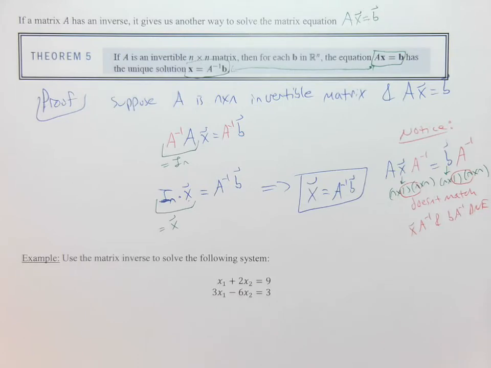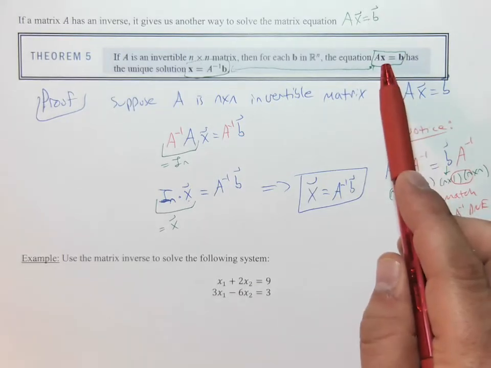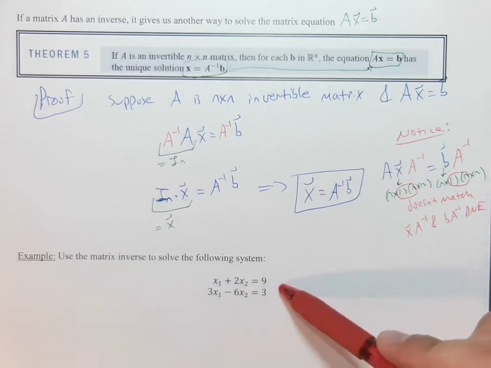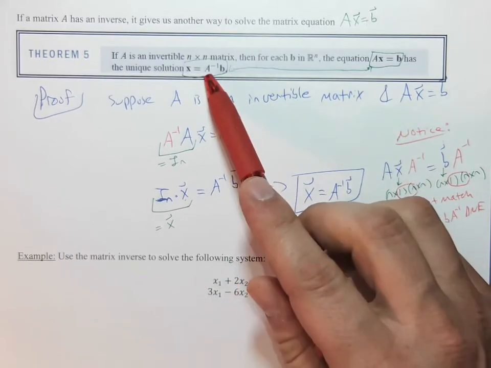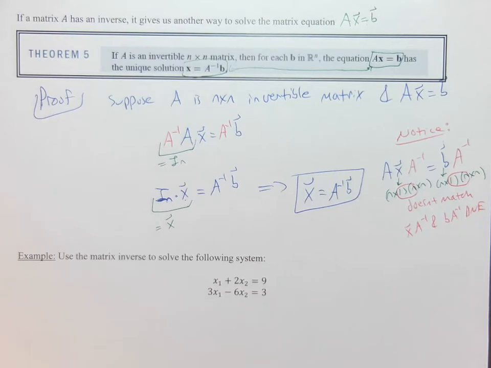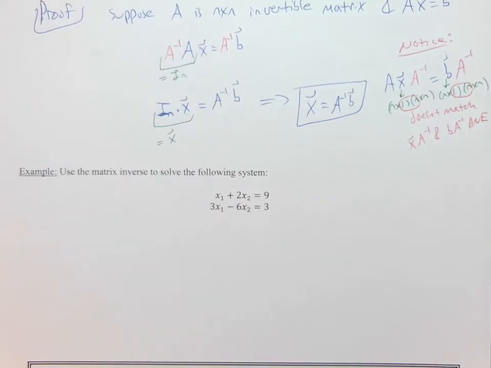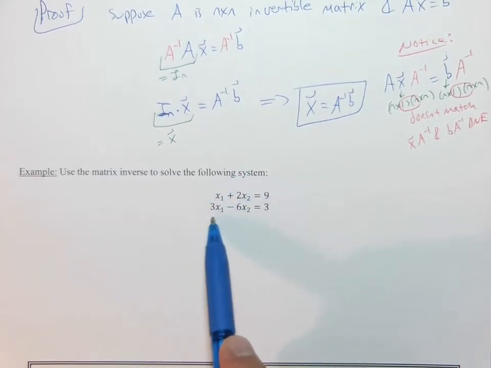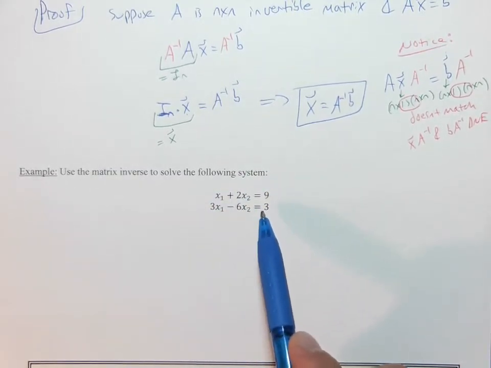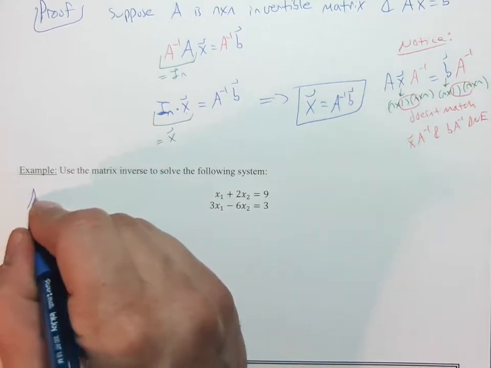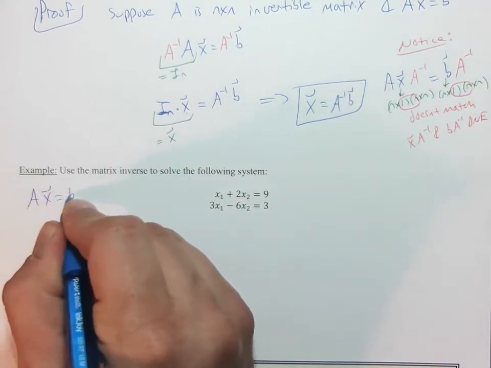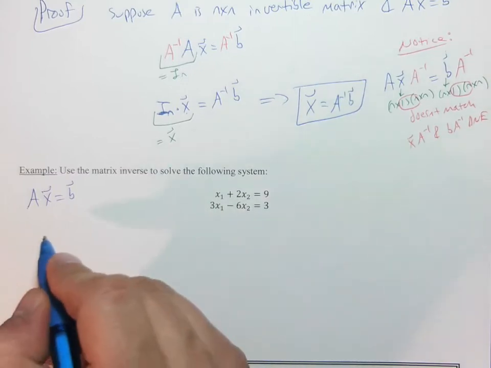So let's put this to practice. We know if we have a linear system in the form AX equals B, then we can just solve it by multiplying by the inverse. So let's do it right here. I've got my sample system here. This is just a linear system, and I want to remind you that it looks like AX equals B in this sense.